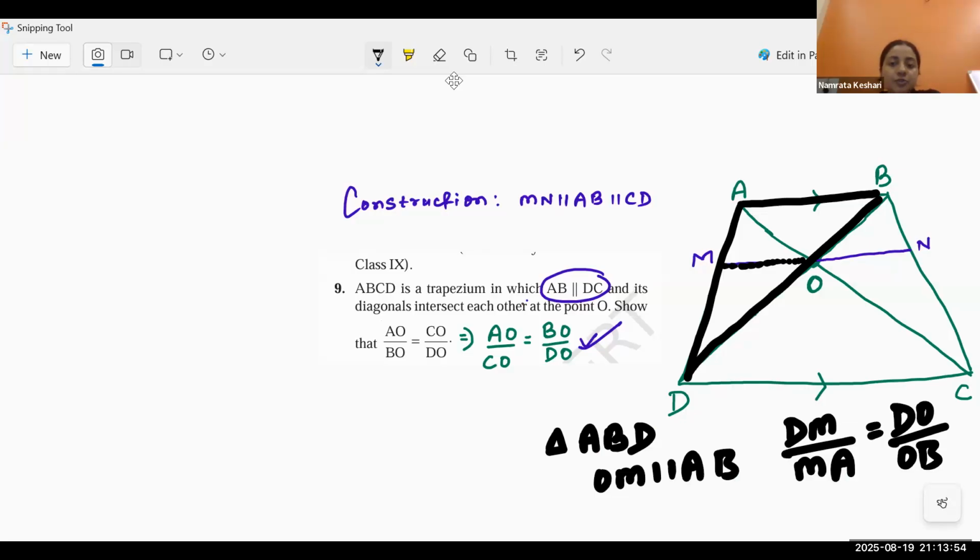Anyone having any confusion so far? Ma'am, why did we take triangle ABD? Can you tell again? You can take any triangle, any one of the triangles. If you don't want to take this one, then take the other one. Randomly I took this triangle. Now you tell me which is the next triangle you want to take. I will tell you why you should not take it.